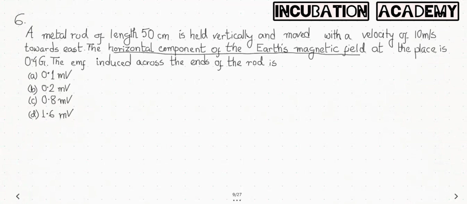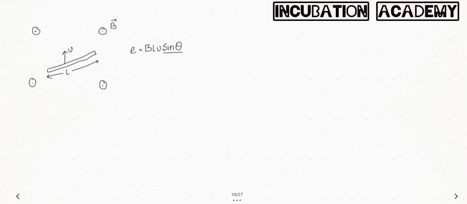Now the next thing we have to understand is the horizontal component of the Earth's magnetic field. Obviously Earth is a large magnet. And what is the horizontal component of the Earth's magnetic field? If I consider this is the Earth's surface, this is the North Pole and this is the South Pole, the magnetic lines of force obviously will be like this, roughly.